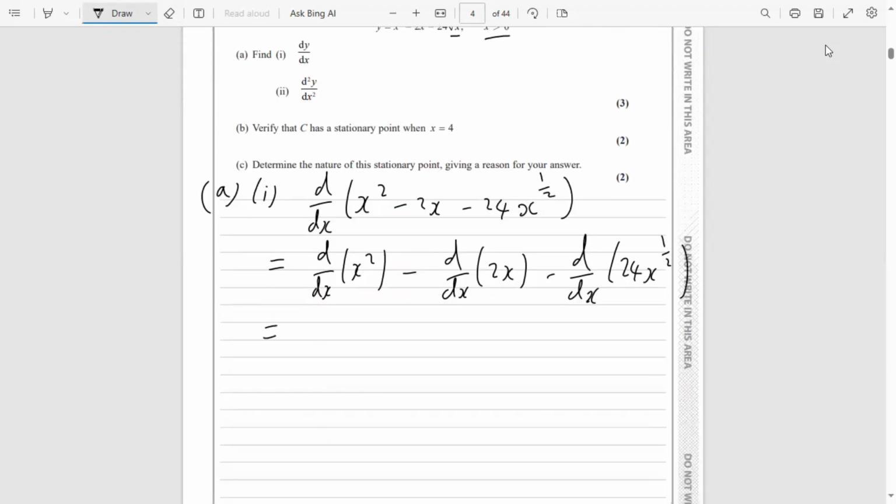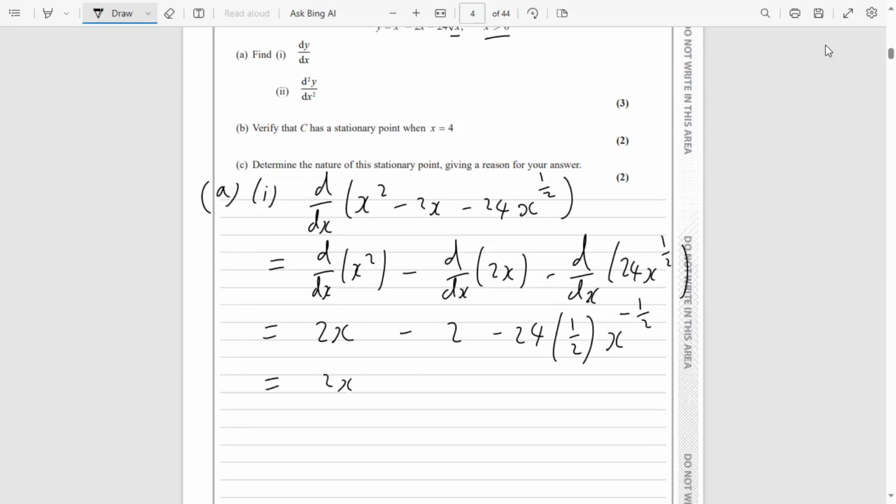So differentiating x squared, we get 2x. Remember our technique: bring the power to the front, take away 1 from the power. Differentiating 2x, we just get the number 2, so minus 2. And then differentiating this 24x to the half, remember we're differentiating with respect to the variable x. Bring the power to the front, so we get minus 24 times by the power, which is half, and then the variable x, and we take away 1 from the power. Half take away 1, 0.5 take away 1, is minus a half. So we get that there.